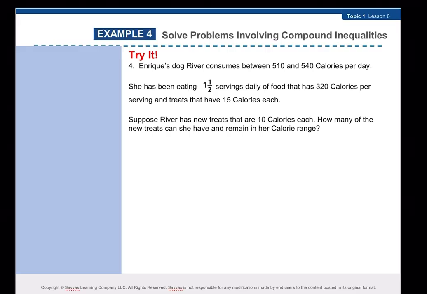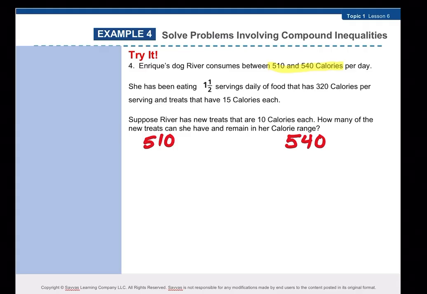We are also going to set up the inequality for example 4 in your workbook. I think this question is really weird. I was going to skip it, but good practice also to practice the weird ones. So it says Enrique's dog River consumes between 510 and 540 calories. So I'm assuming that's where my inequality is going to start, right? We're in between 510 and 540. I might be wrong, but we'll see.